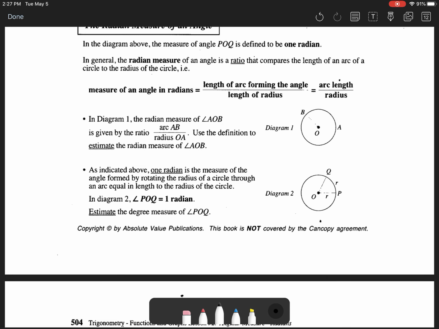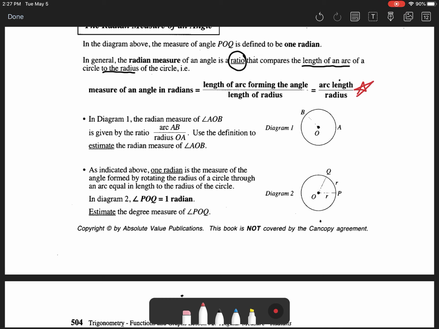In general, the radian measure of an angle is, and it's important that it's a ratio that compares the length of the arc of a circle to the radius. And you can see below, that's exactly what they've given me here as a formula. It's a ratio comparing arc length over radius.